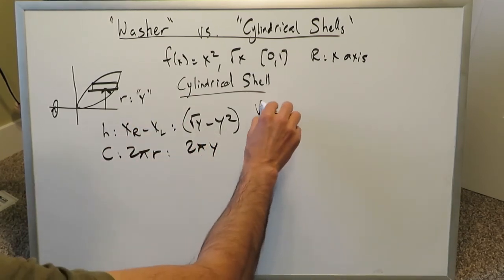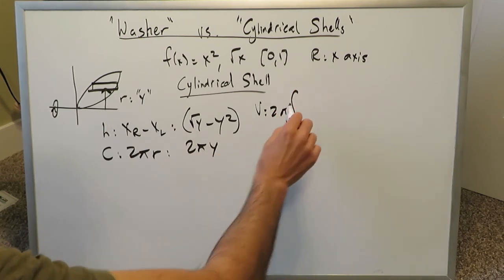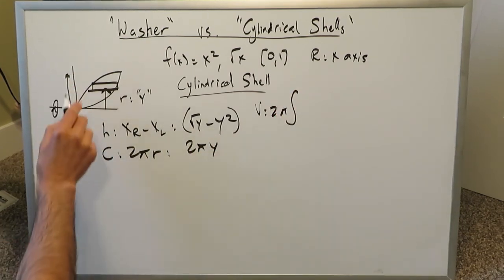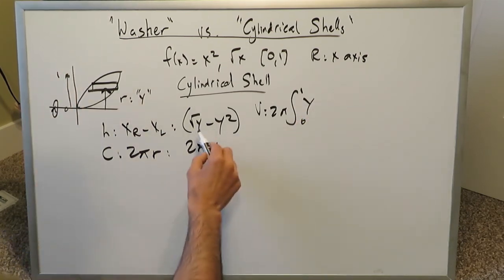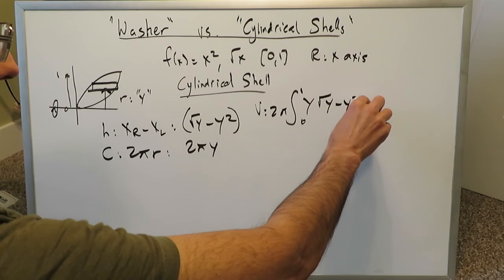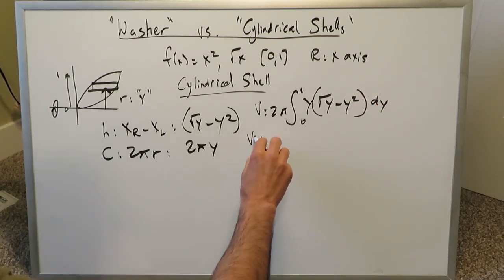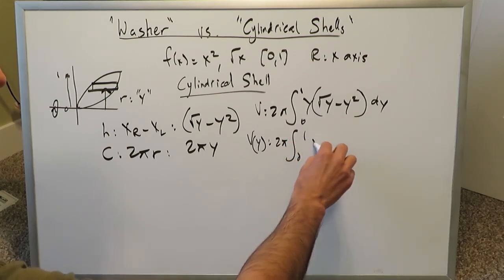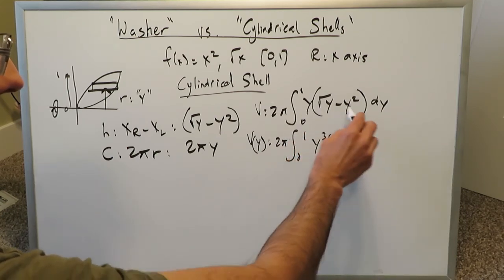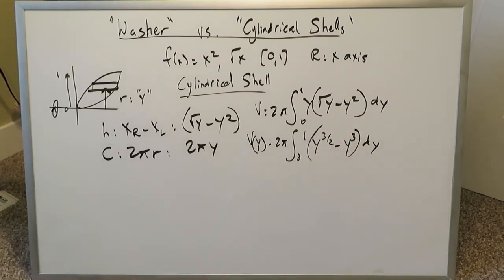Our volume formula will be, as you know, we can push the 2 pi out as a coefficient. We look at intervals along the vertical dimension y from 0 up to 1. We have a y over here, and then we have root y minus y squared dy. Volume with respect to y, you have a 2 pi, let's open up the parentheses, y times y to the 1 over 2 is y to the 3 over 2, and then y cubed and dy. We have to integrate this, and it is not hard.